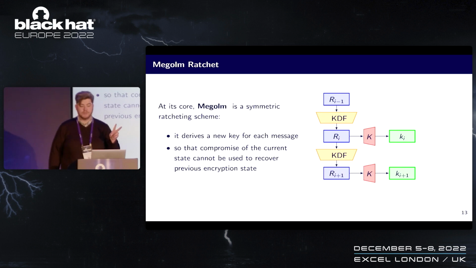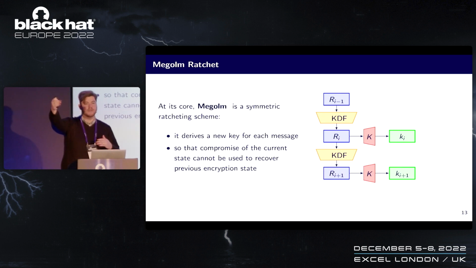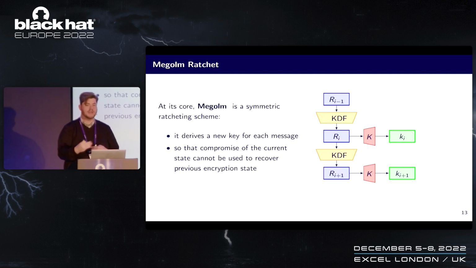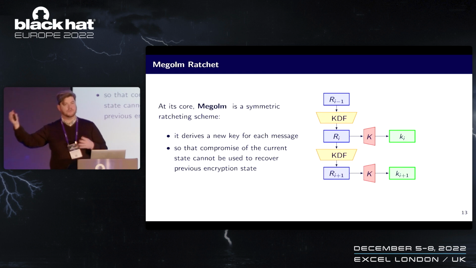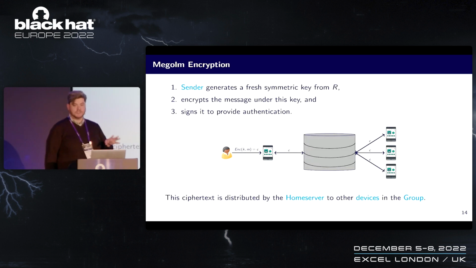This gets us two properties. The first one is it allows us to derive a new key for each individual message. And secondly, it means that the compromise of Alice's current state, let's say she's at stage i+1, doesn't impact the security of keys derived beforehand. So you can't roll back that ratchet state from i+1 to i in order to derive the same key k_i and decrypt previous messages. So we've looked at what the ratchet is.